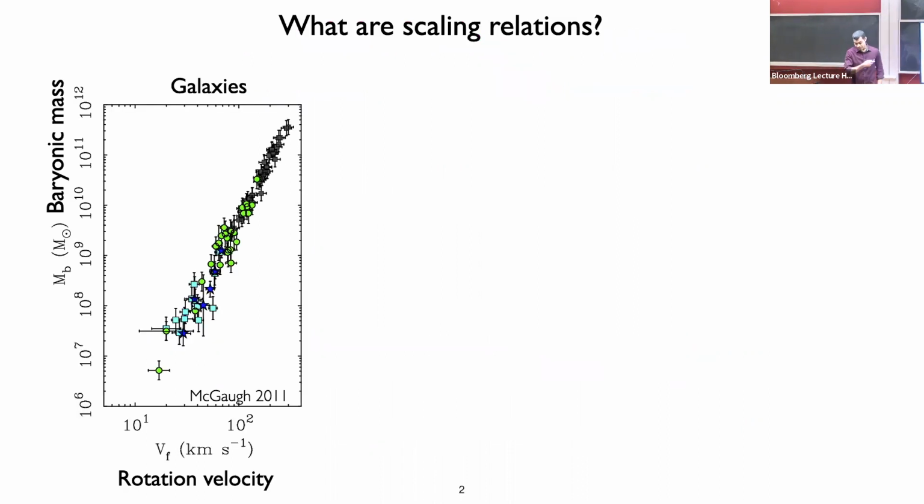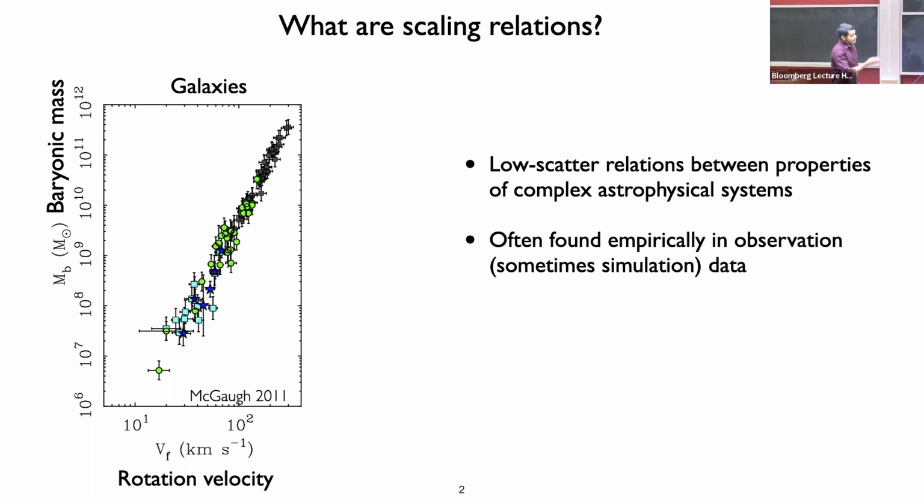Before that, let me give an overview of what astrophysical scaling relations are and why they are useful. One good example is the BTFR, the baryonic Tully-Fisher relation. If you look at galaxies, at their baryonic masses and their rotation velocities, you can see that it follows a very tight relation going all the way from 10 to the 12 to nearly 10 to the 6. So this is one example of scaling relations.